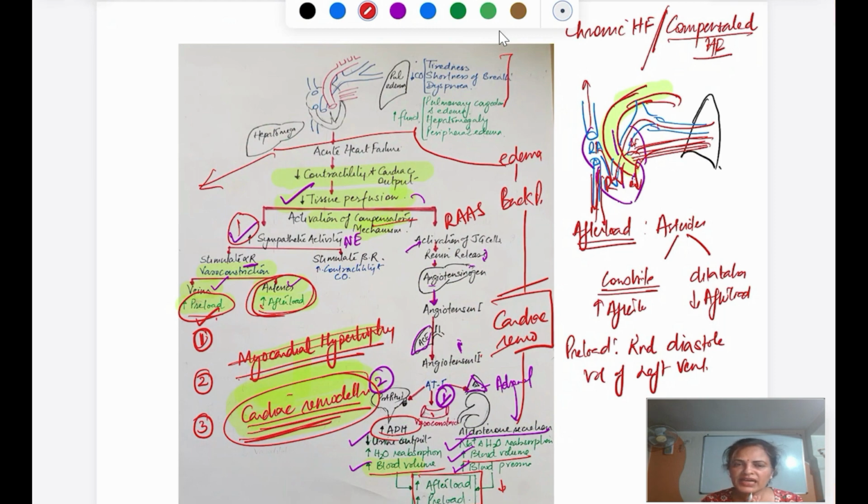तो RAS system की activation कहाँ से शुरू हुई? From this beta 1. So beta 1 they are going to activate this JG cell. तो सबसे पहले हम क्या देंगे पेशेंट को? बीटा ब्लॉकर, बीटा 1 ब्लॉकर, cardioselective आप दे सकते हैं पेशेंट को. Then what else we can give? We can give, number 1 is this.